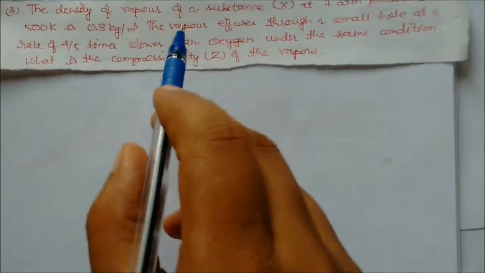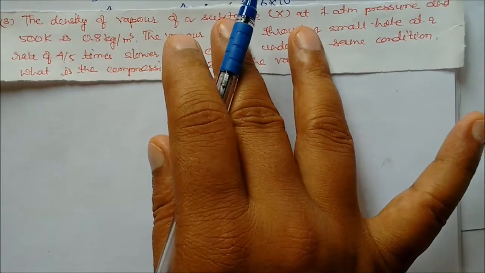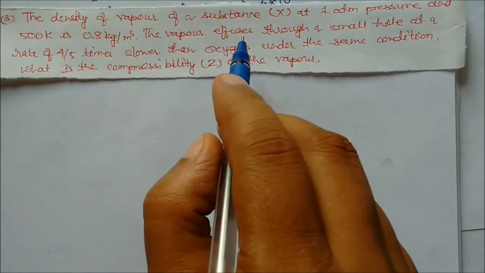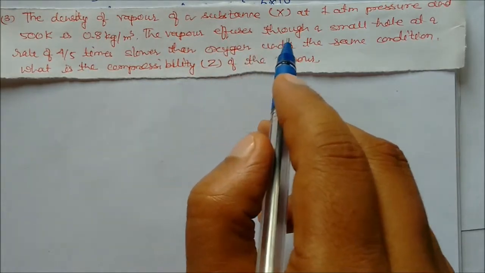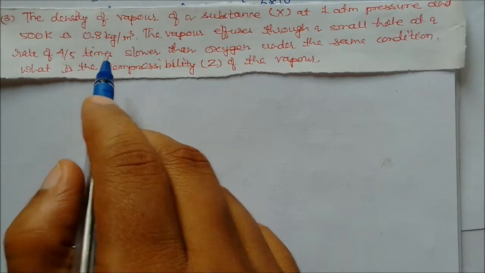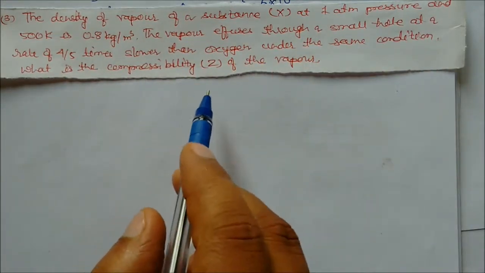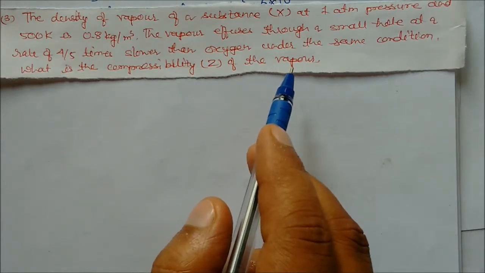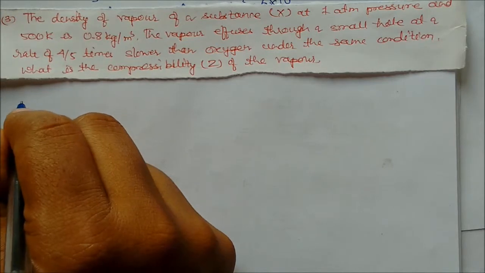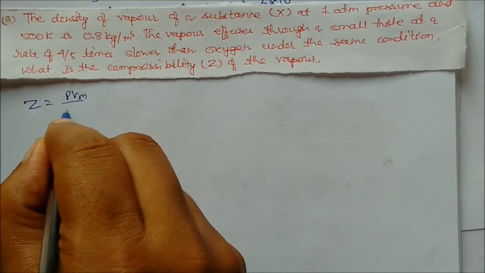The density of a vapor of a substance X at 1 atmospheric pressure and 500 Kelvin is 0.8 kilogram per meter cube. The vapor diffuses through a small hole at a rate 4 by 5 times slower than oxygen under the same condition. What is the compressibility Z of the vapor? So here we need to find the Z. We know that Z is equal to P Vm by RT.